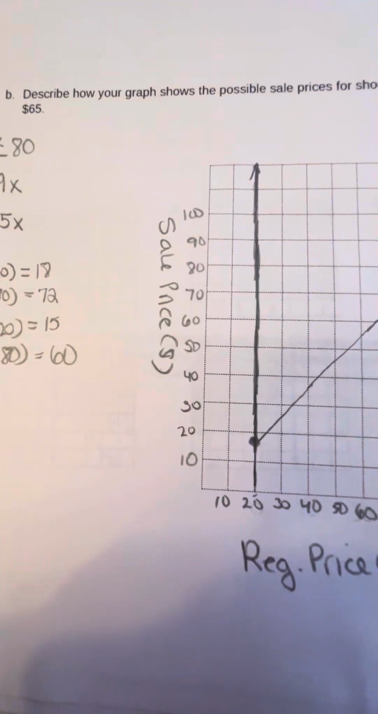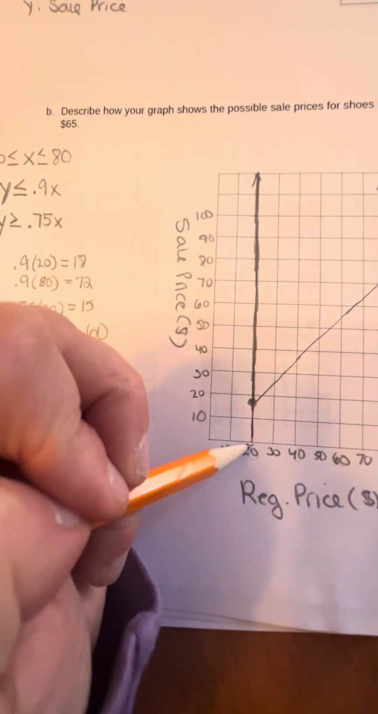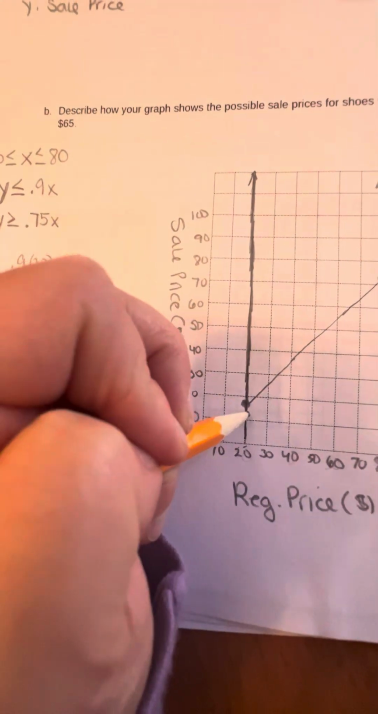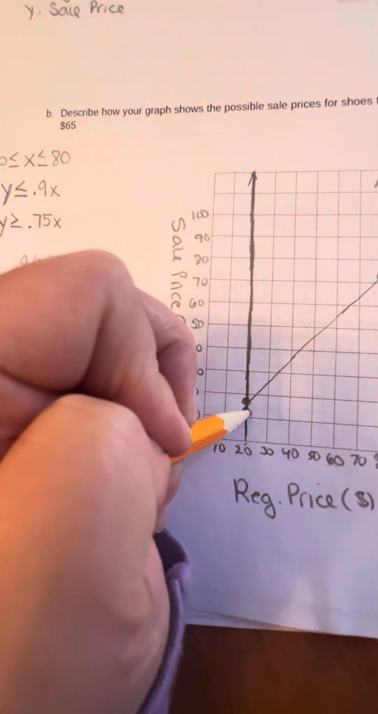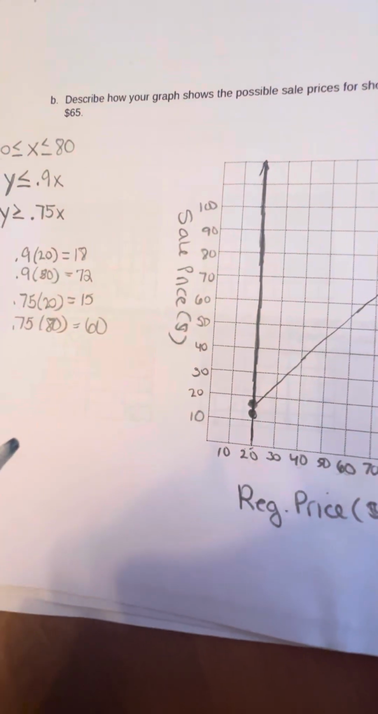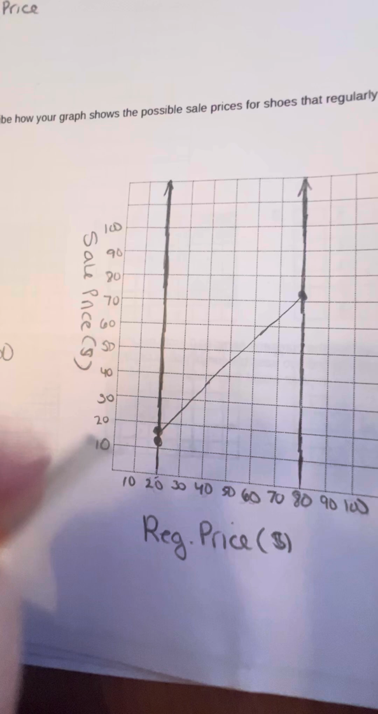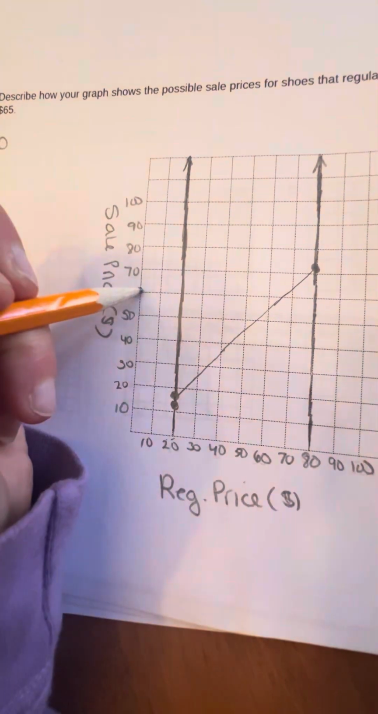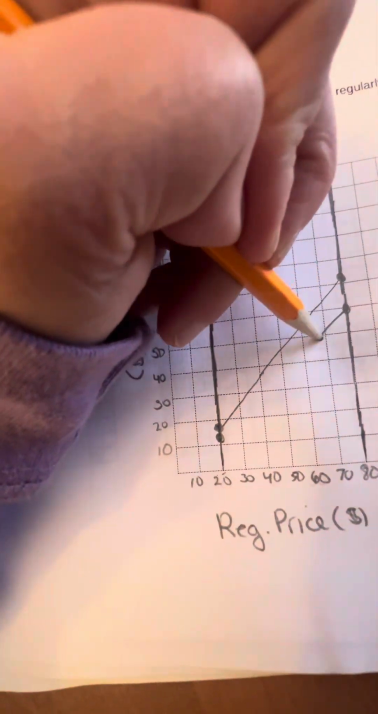So you're going to go over here. You're going to go to the $20 pair of sneakers that cost you now $15. So you're going to go roughly right here, right below that. And then you're going to do the other pair, which is $60 now. So I'm going to go here and go here. And then you connect those two points.